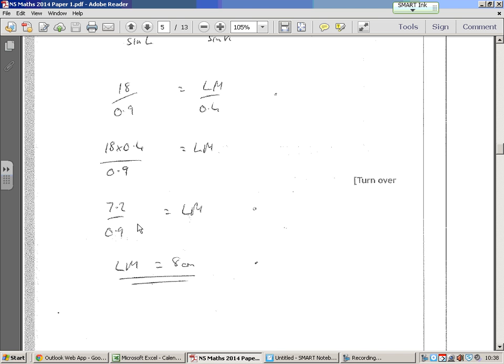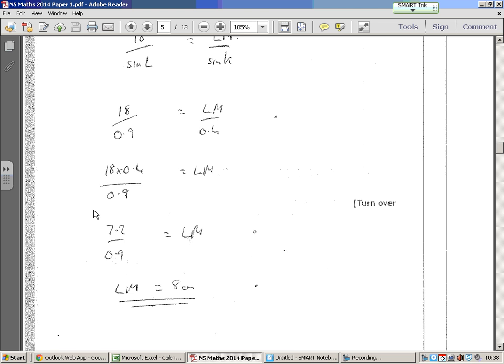A couple of ways of doing this. Just say, well, how many 0.9s make 7.2? That's just like asking how many 9s make 72, which should be 8. Or we can multiply top and bottom by 10 here to get 72 over 9, which again would be 8. So we've basically got a sine rule question with a little bit of multiplying by decimals there.